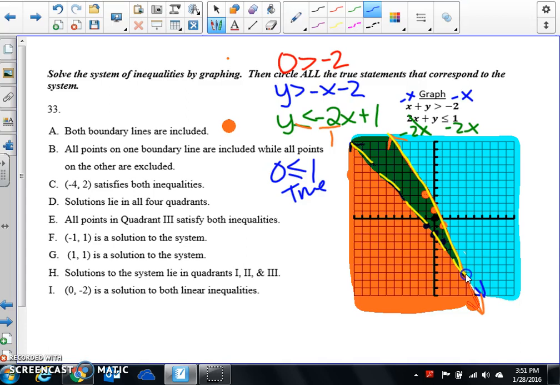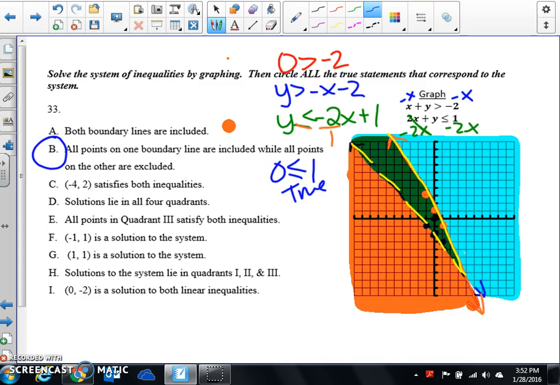All right, so let's go ahead and start with A: both boundary lines are included. Remember, boundary line just means the two lines that we just graphed. They are both not included because that dashed one is not included. So A is not true. B: all points on one boundary line are included, while all points on the other are excluded. So that would be our solid line, while the other is excluded. That is true because that's the dashed line. So B is true.